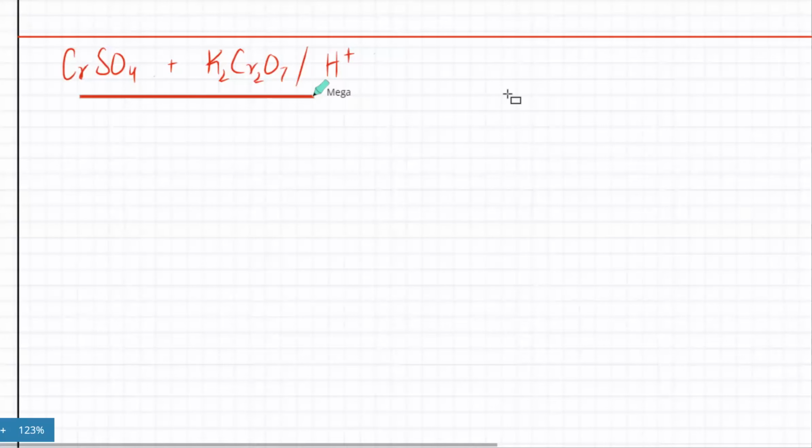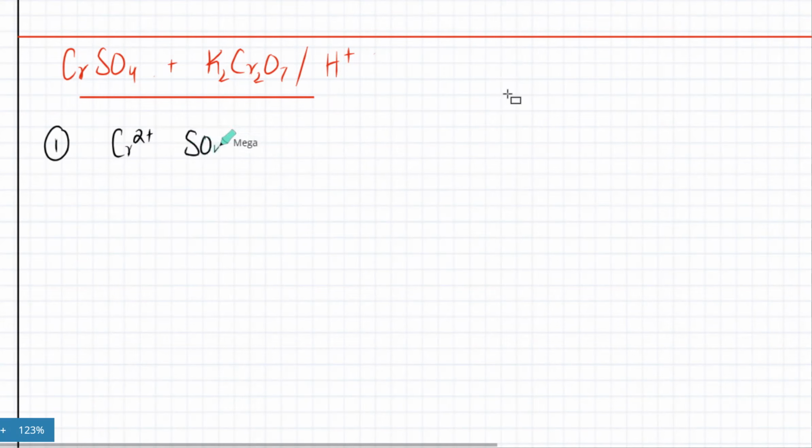So starting with step number 1, write down all your reactants. And if it's an ionic compound, write down the ions. It's Cr, which is 2 plus, SO4, which is 2 minus, and then I have K2Cr2O7, that's K plus 1, and dichromate, which is Cr2O7 2 minus, and then there is acidified, which is H plus 1 as well. So I got all these things.